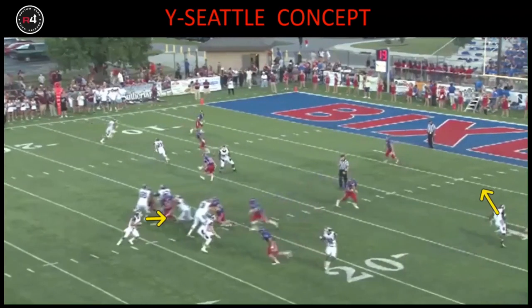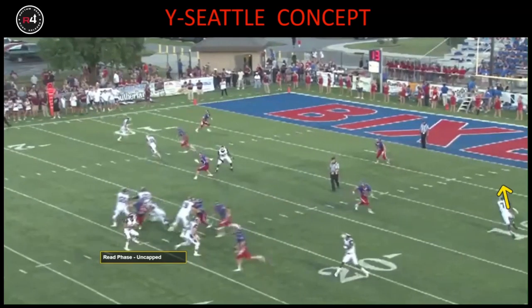The quarterback came off the stick before the end of the rhythm phase. This allowed him to work ahead of the progression and confirm uncapped space for the glance route. The glance is uncapped on the read phase.